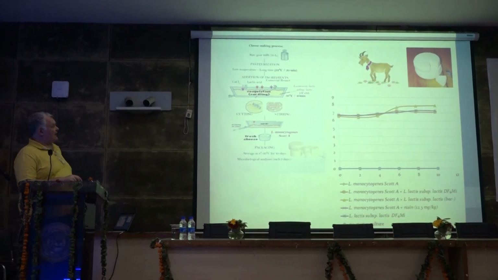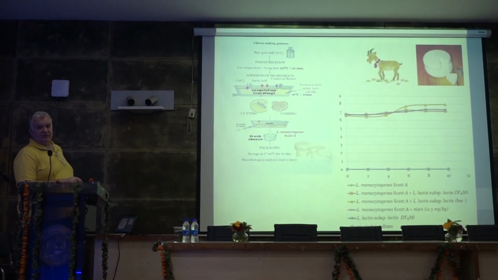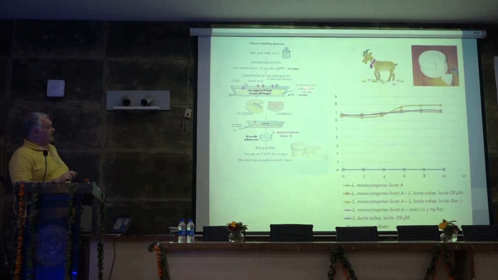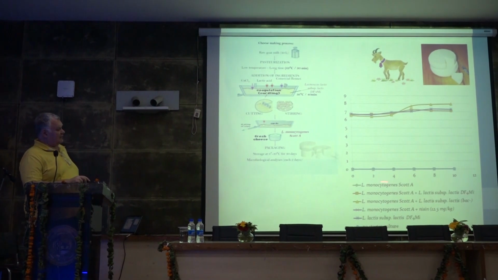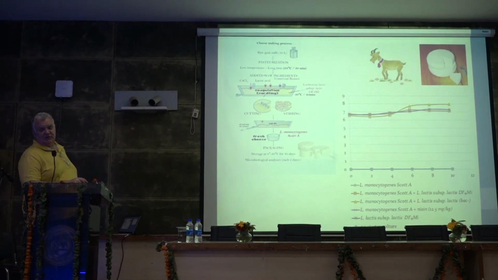So we actually used different cultures in our experiment. We used Lactococcus lactis as a co-culture, but we also inoculated with Listeria monocytogenes to see if we can destroy Listeria.